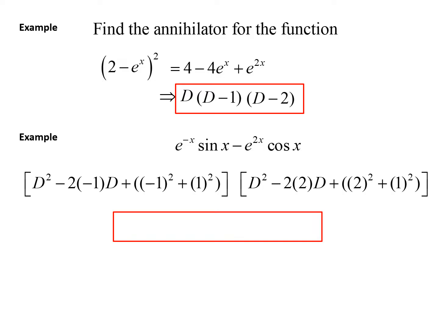If we simplify these, we get d squared plus 2d plus 2 times d squared minus 4d plus 5. So that product would be the annihilator of e to the negative x sine x minus e to the 2x cosine x.